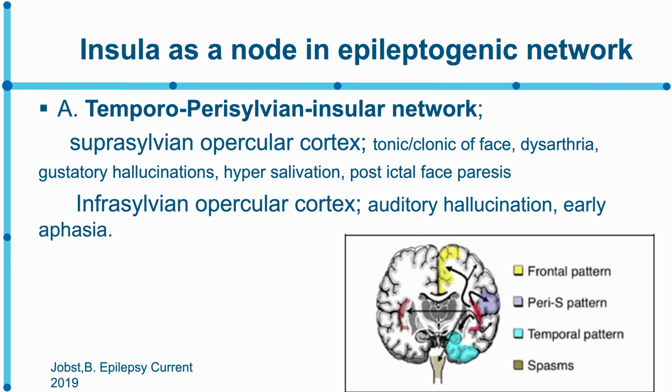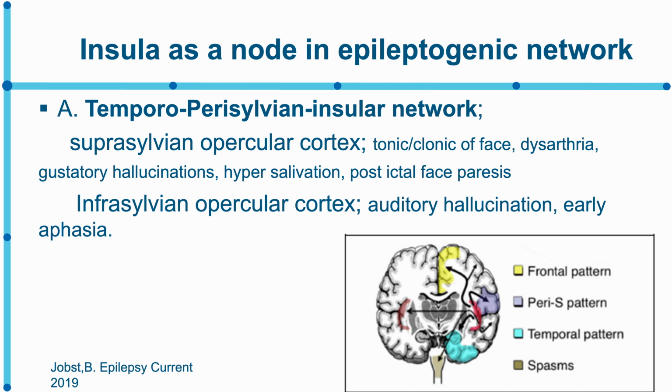But then, as we saw in this slide before, there are rich connections of insula with the surrounding areas. If you do a video EEG and capture a typical seizure, and you see tonic-clonic activity of the face, dysarthria, gustatory hallucinations, hypersalivation, or post-ictally the patient has a facial paresis, then you would think, along with other symptoms, that insula worked as a node, but by this time your seizure has spread to the connected network, the temporosylvian insular network.